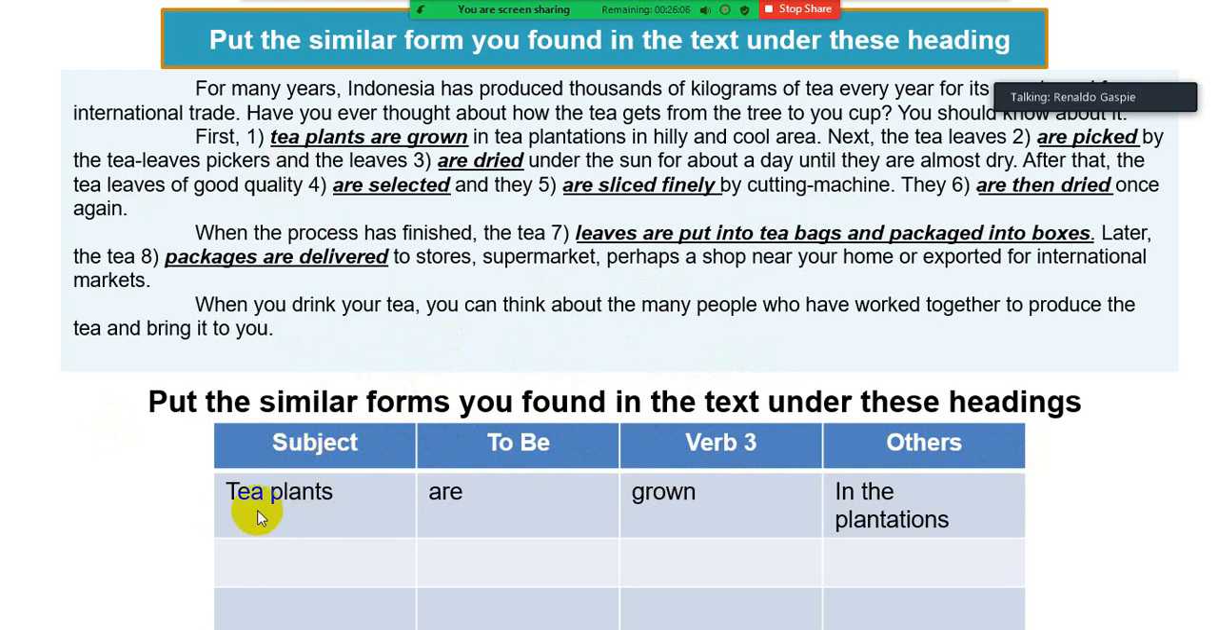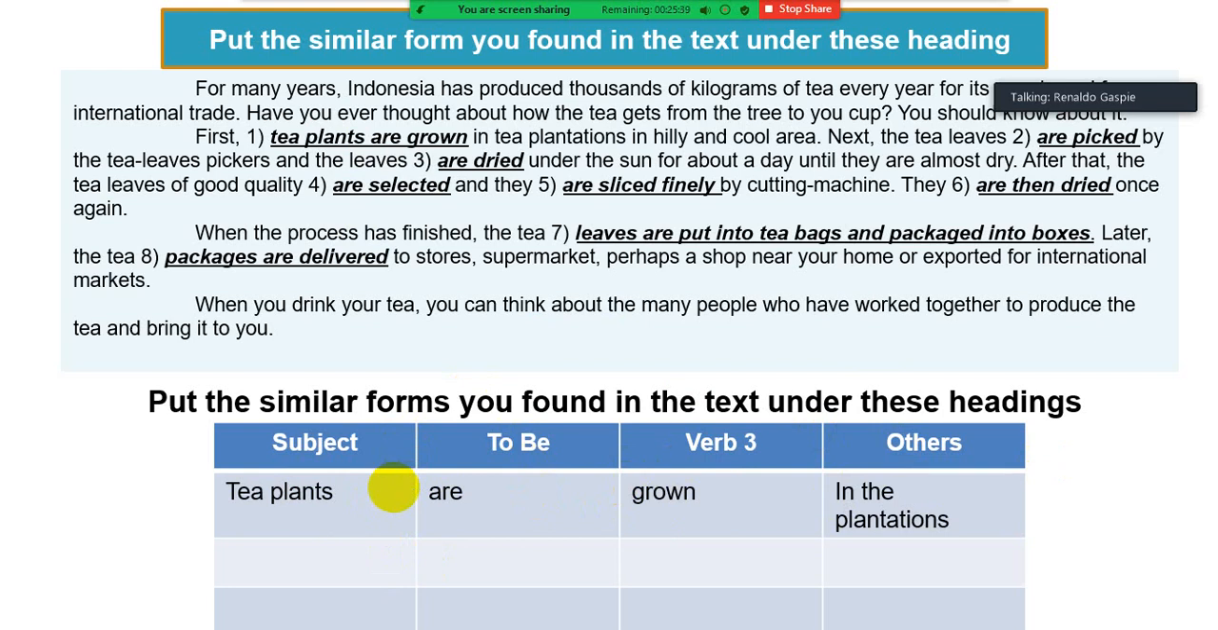So we have to put the subject here, the tea plant, and then the verb to be, there is are, so you have to put it here. And then for the verb 3, grown, you just need to put it here. And then others, other explanation, you just need to put in the last column of the table. So something like that. Now try to work in groups, teman-teman semuanya.